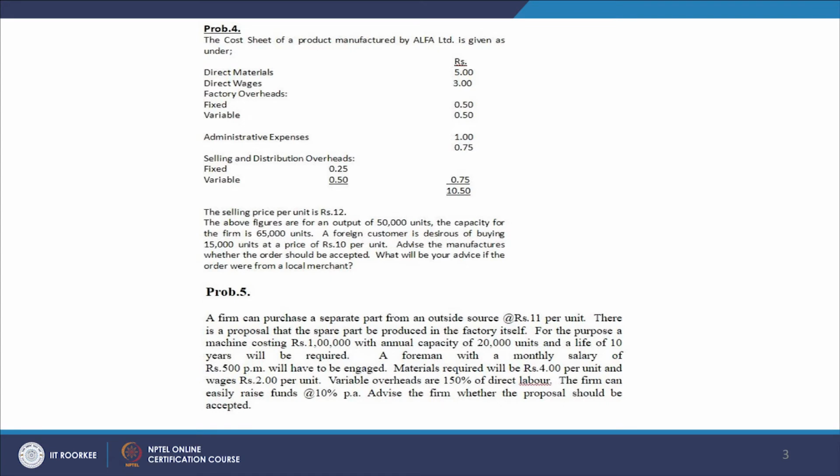If you talk about this analysis, we can easily make the analysis from this information, and on the basis of it we can conclude something logical or useful for us. So what we have to do is calculate the marginal cost for the additional 15,000 units.